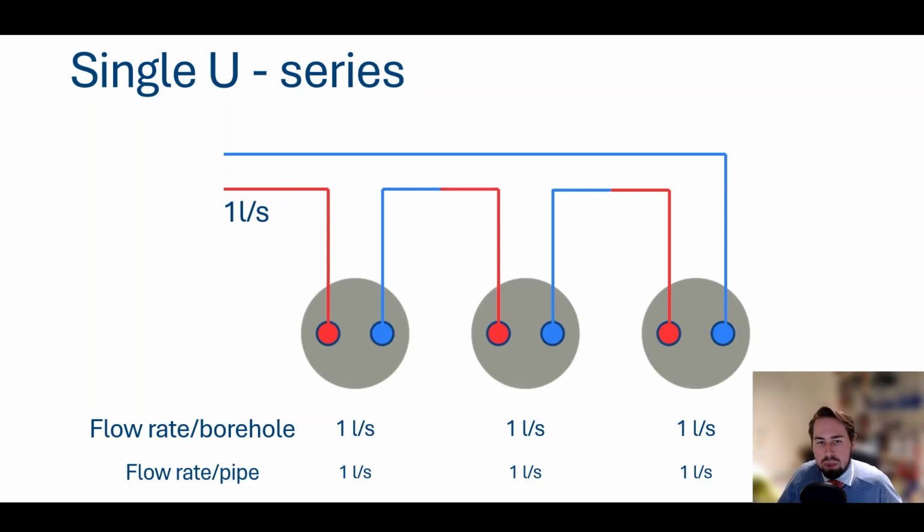So for now it's important to know, if you choose a parallel option or a series option, the series option will allow you for having all boreholes at the same flow rate of the whole system.